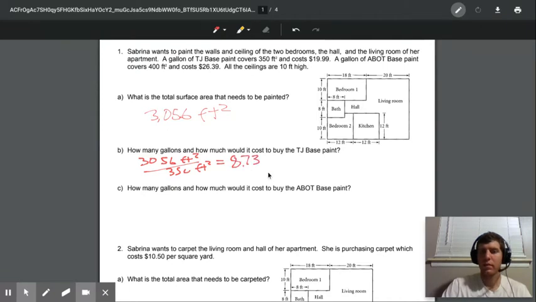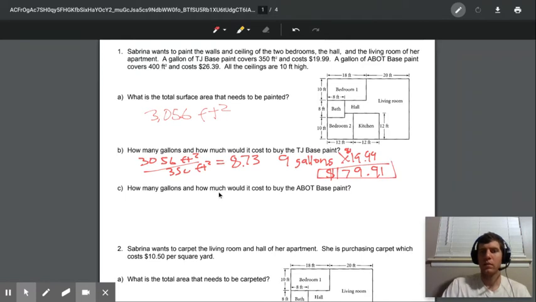Okay, we can't buy 8.73 gallons. We got to buy whole gallons. So that means we're going to have to buy 9 gallons. Okay, and each gallon is going to cost us $19.99. Right, $19.99. So we're going to end up doing 9 times $19.99, which is $179.91.